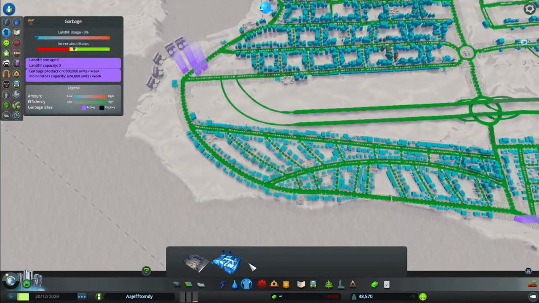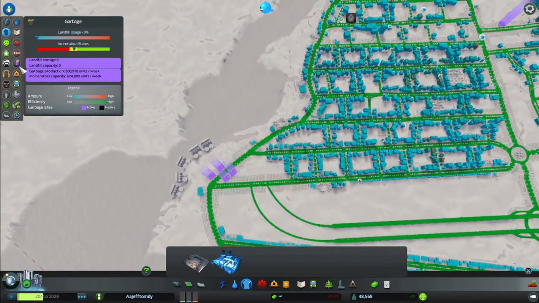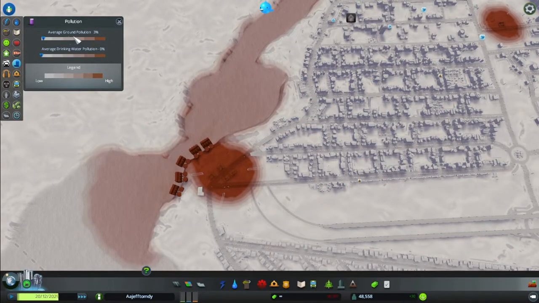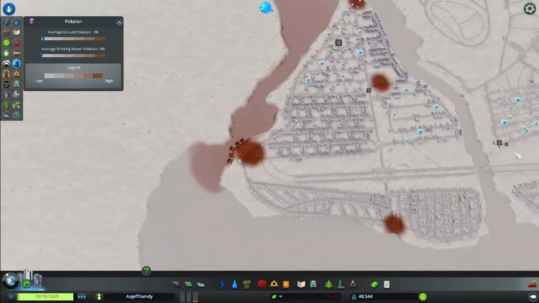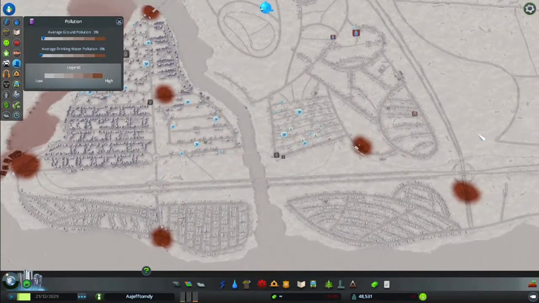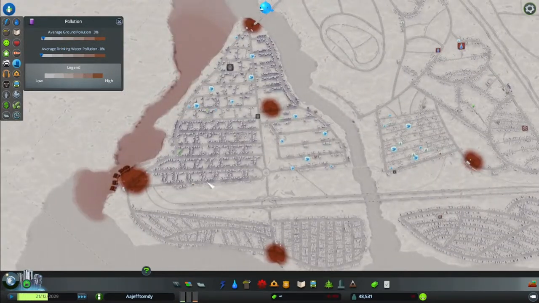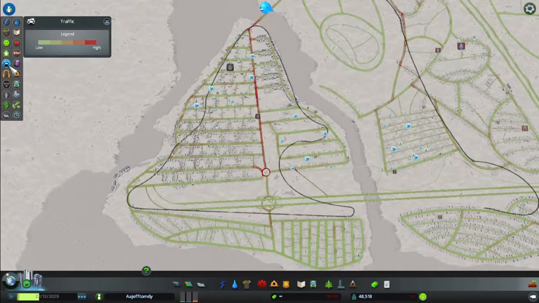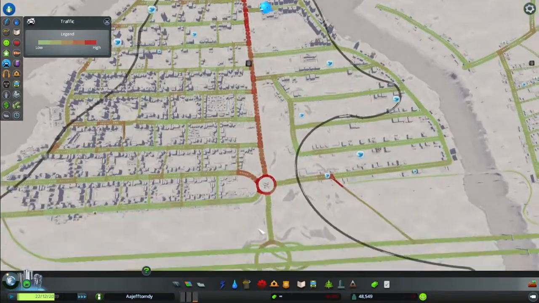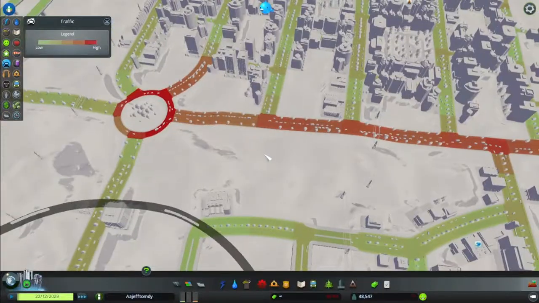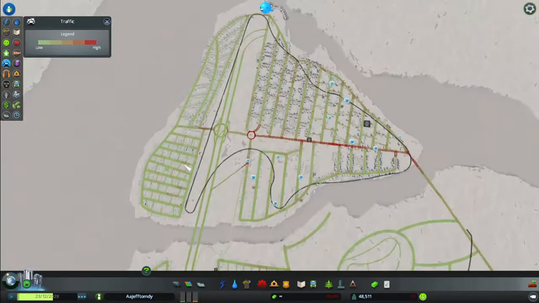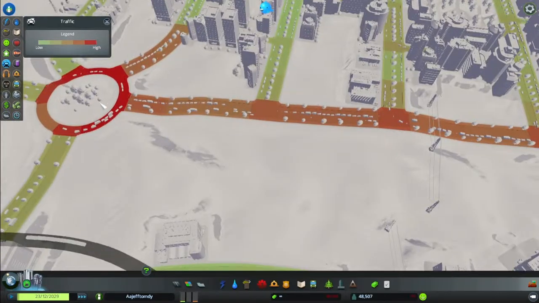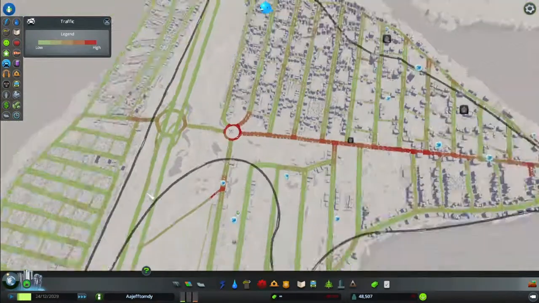It works pretty well, but it does give off a small amount of pollution. Our average ground pollution is actually 3%. We have no drinking water pollution, so that's good. And then as for our traffic, it is actually very low, except in some positions, like that roundabout is red. But you can see the cars are still flowing through it very well, and overall our road system is very efficient.